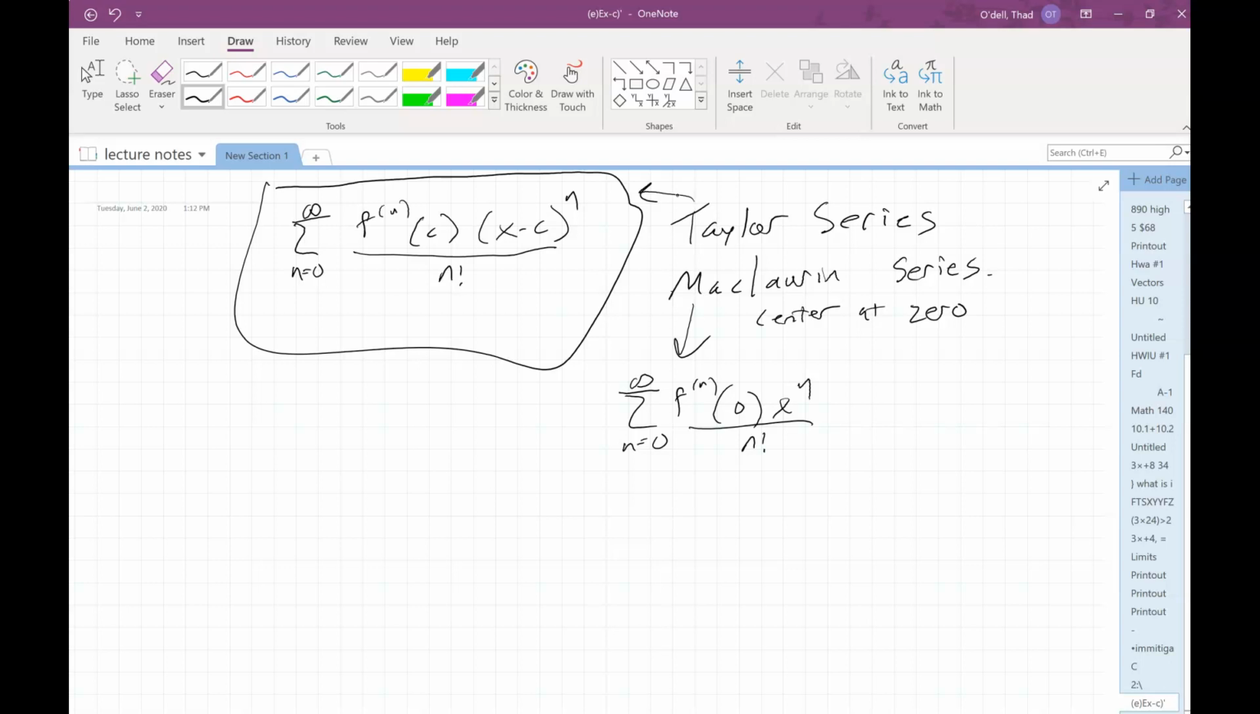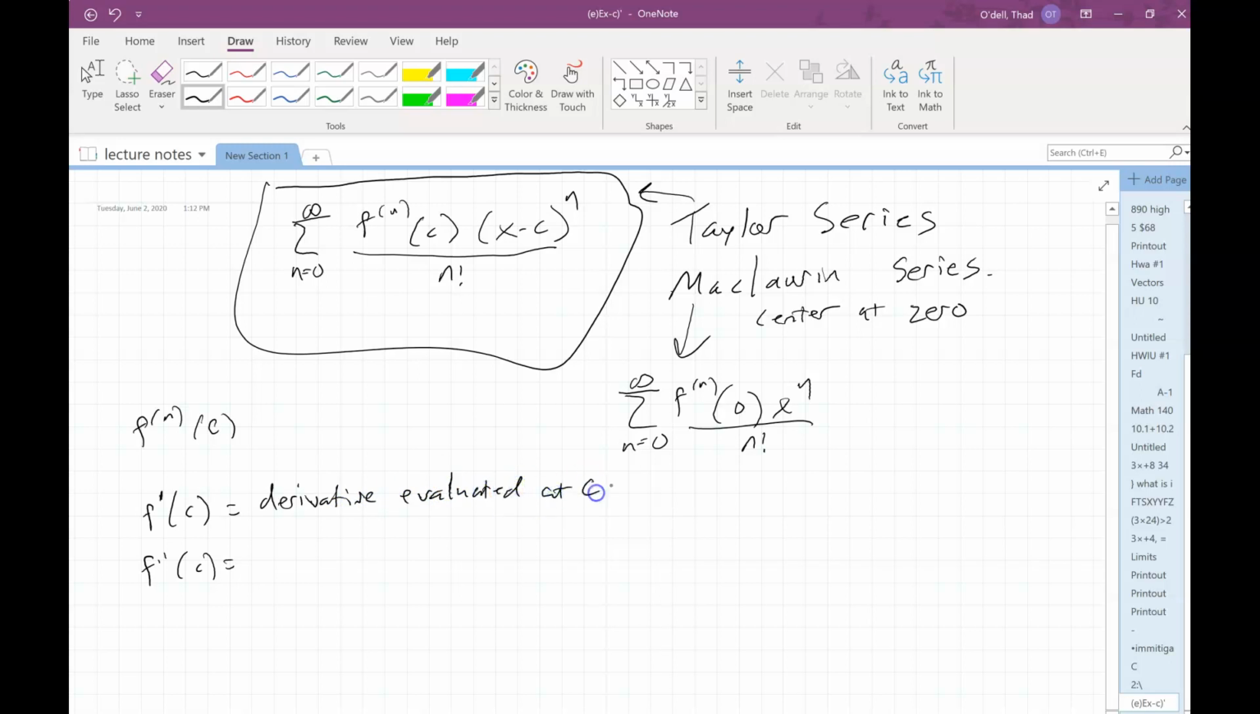Now there's one piece of notation here you may not have seen before. This is just a way to write a bunch of higher order derivatives. You know that when we write f prime of c, that means the derivative of the f function evaluated at c. Or if we write f double prime of c, that is the second derivative evaluated at c.